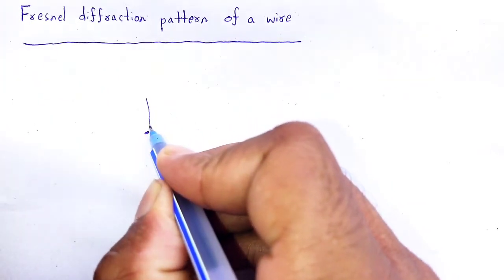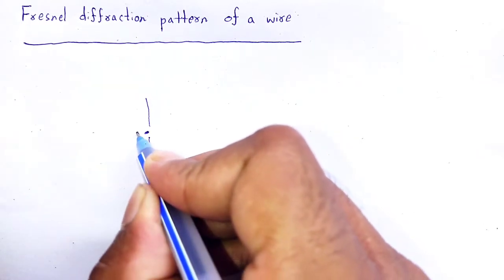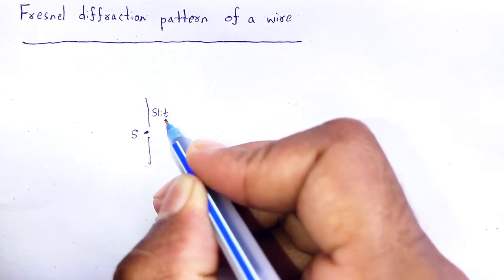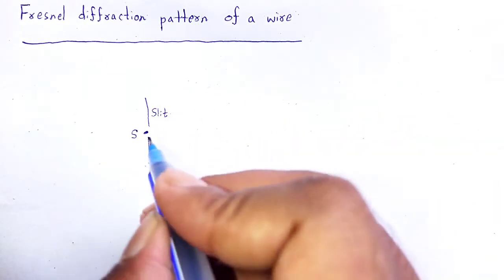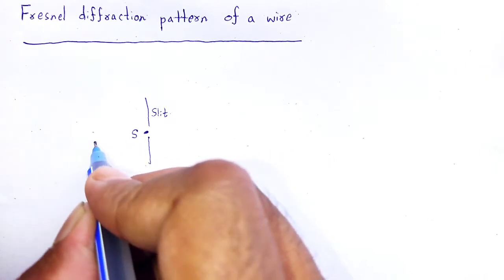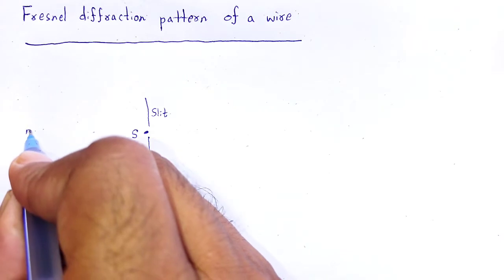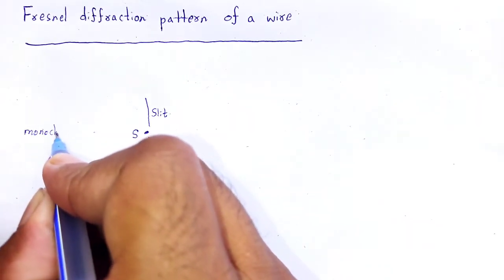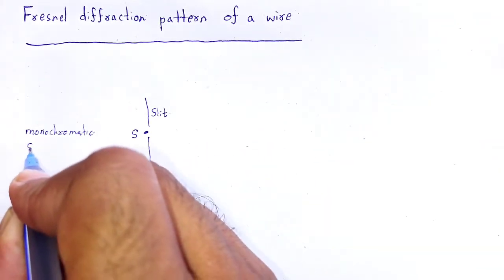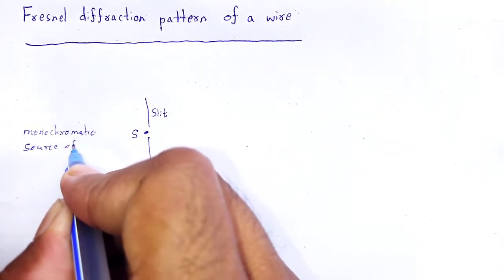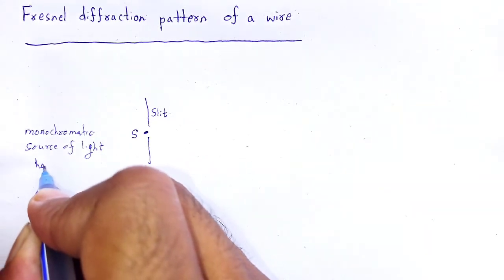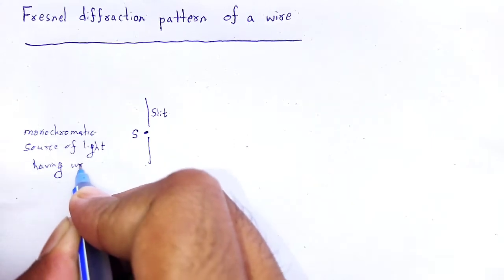A source S, here is a slit, that one is a rectangular slit. Source S produces a monochromatic source of light having wavelength lambda.